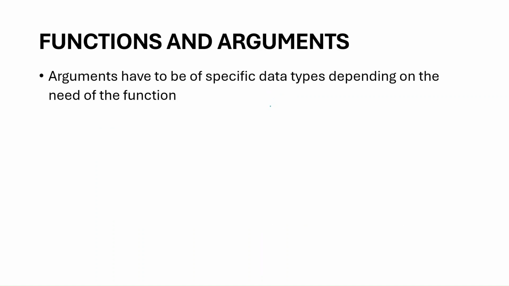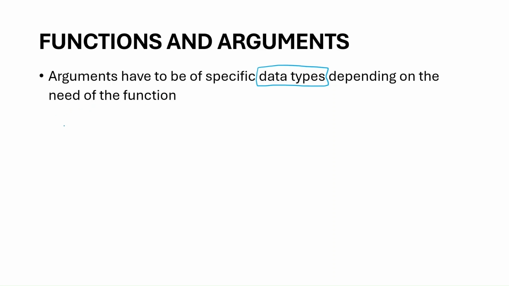So the last thing we're going to talk about in terms of functions and their arguments is the data types of the arguments. Now, as we know, functions can have varying numbers of arguments. Some may even have none. And in a case where you have multiple arguments, depending on the need of the function, those arguments could be of the same or different data types. Same thing if you have one.